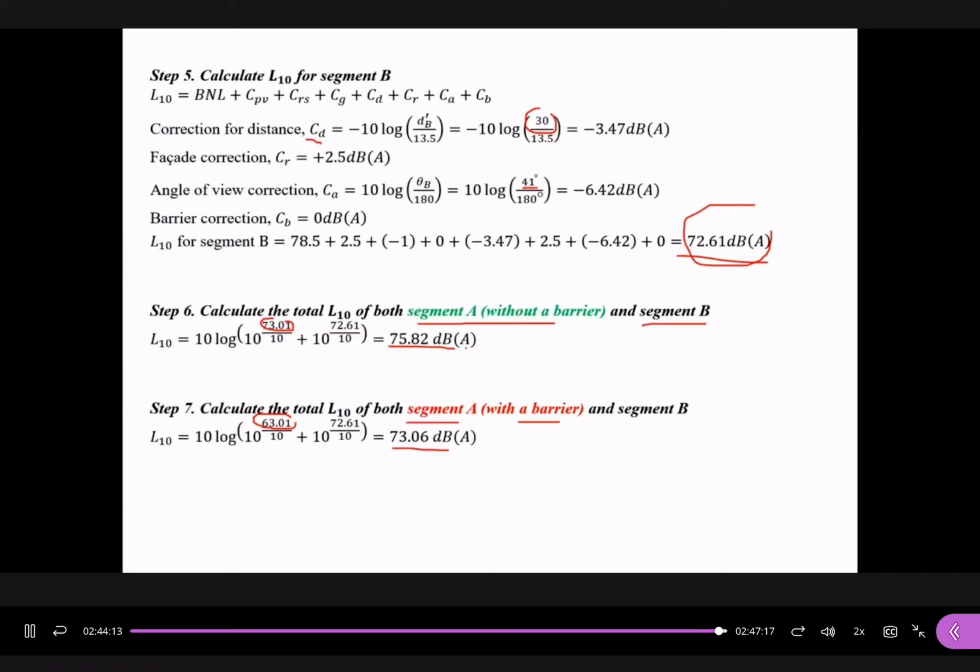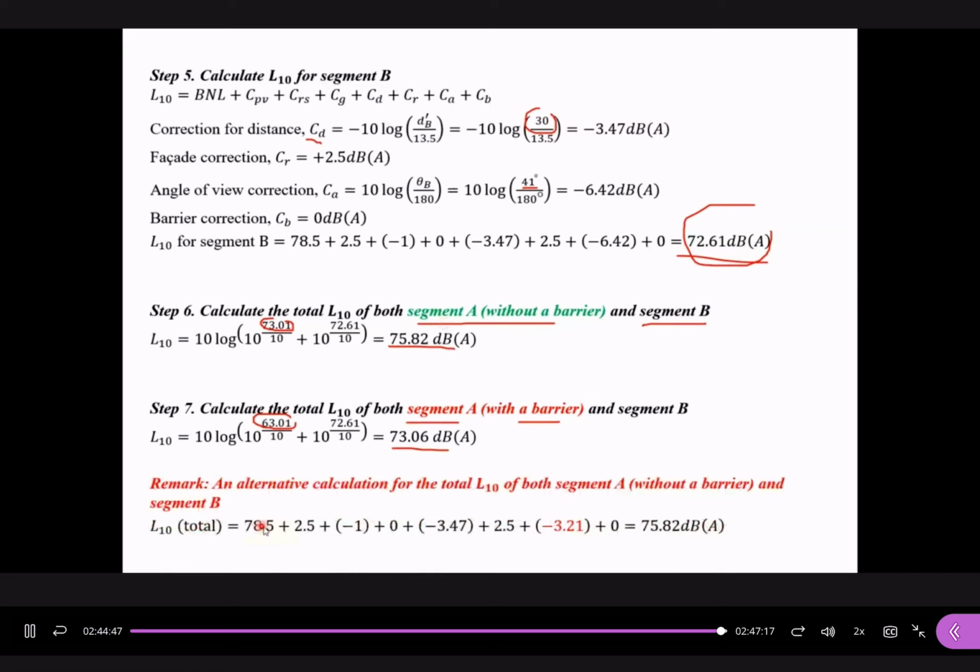So you can compare both of the values to find out the difference. In this case, you will build a barrier. But you may have a question like this: if we do not have a barrier at 7A, why do we still need to derive two segments? If we do not have a barrier, actually, in calculations, we do not need to derive two segments. We can calculate in this form.